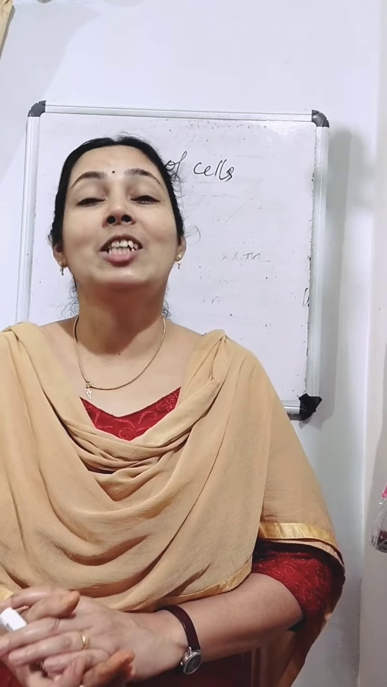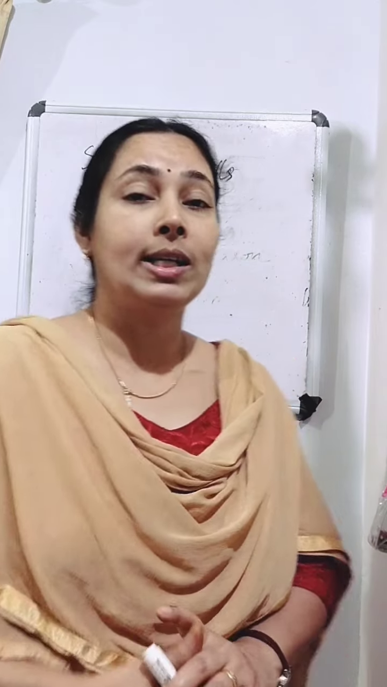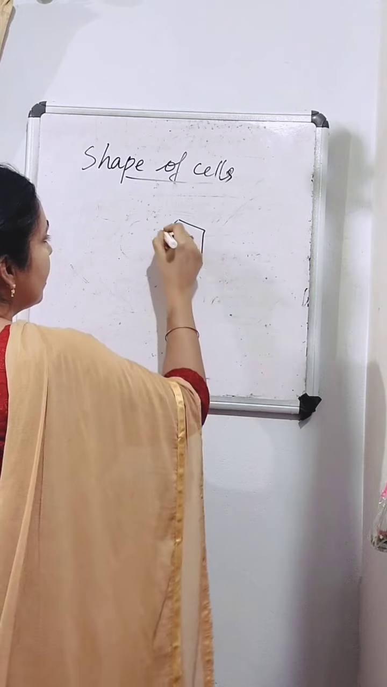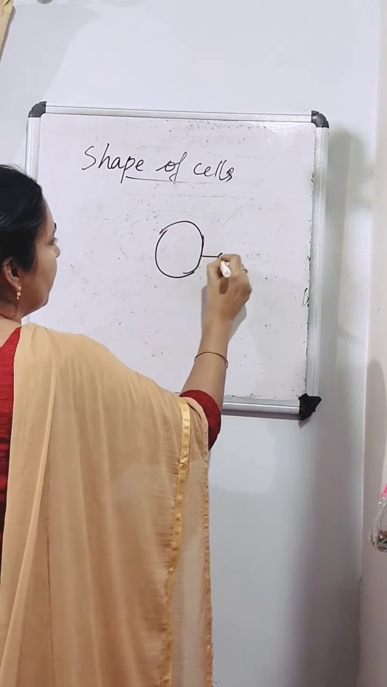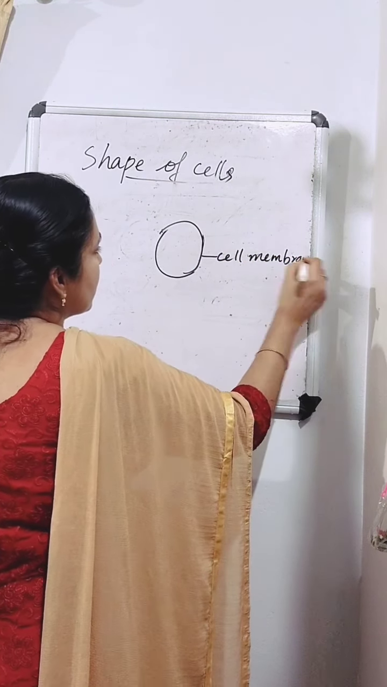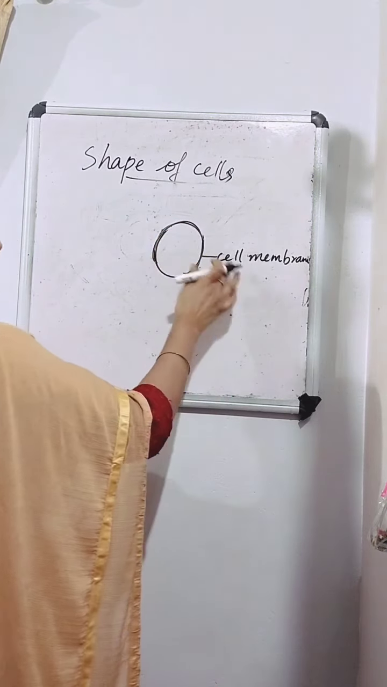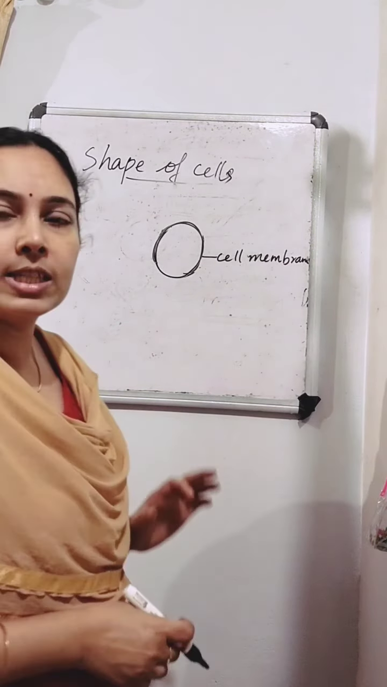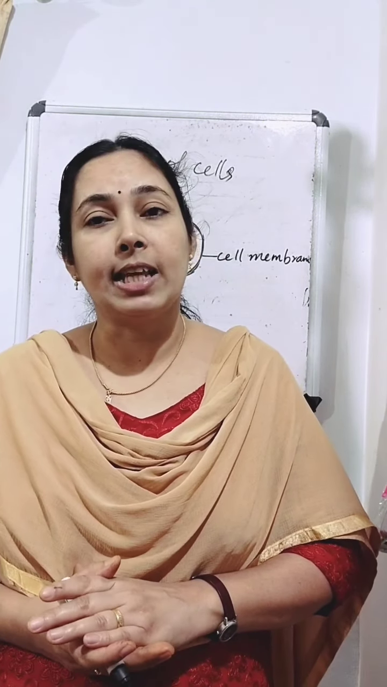Now, what is giving shape to the cell? The cell is surrounded by a membrane called the cell membrane or plasma membrane. So, if this is a cell, it is surrounded by a membrane called the cell membrane or plasma membrane. The contents of the cell are enclosed in this membrane. So, what is giving shape to the cell? The cell membrane is giving shape to the cell. So this membrane provides shape to the cells of plants and animals.